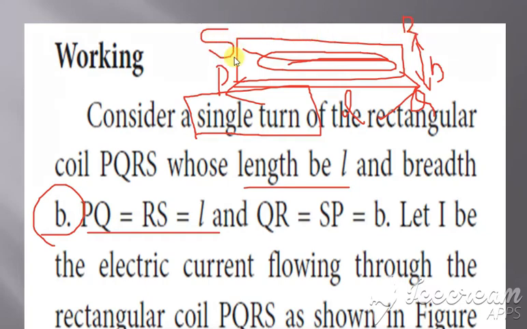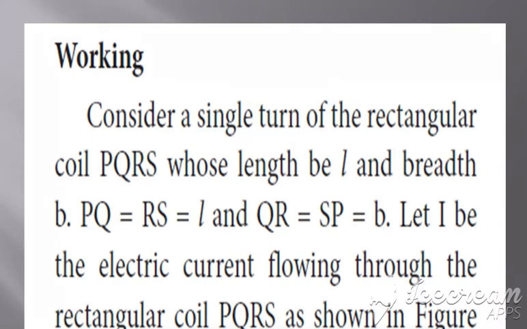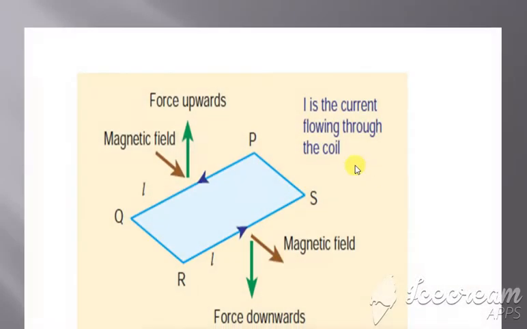ஸோ PQ, RS ஓட வேல்யூ என்னவா இருக்கும்? L இருக்கும். Then QR and SP இதோட வேல்யூ என்னவா இருக்கும்? B இருக்கும்னு சொல்லியிருக்காங்க. Let I be the current. ஸோ இதில் flow ஆகிற current வந்து என்னது? I. Okay, so this is the first point we are going to consider. That is, we are considering a single turn such that it has the length L and breadth B. PQ is equal to RS is equal to L, QR is equal to SP is equal to B, and I be the current. Clear?